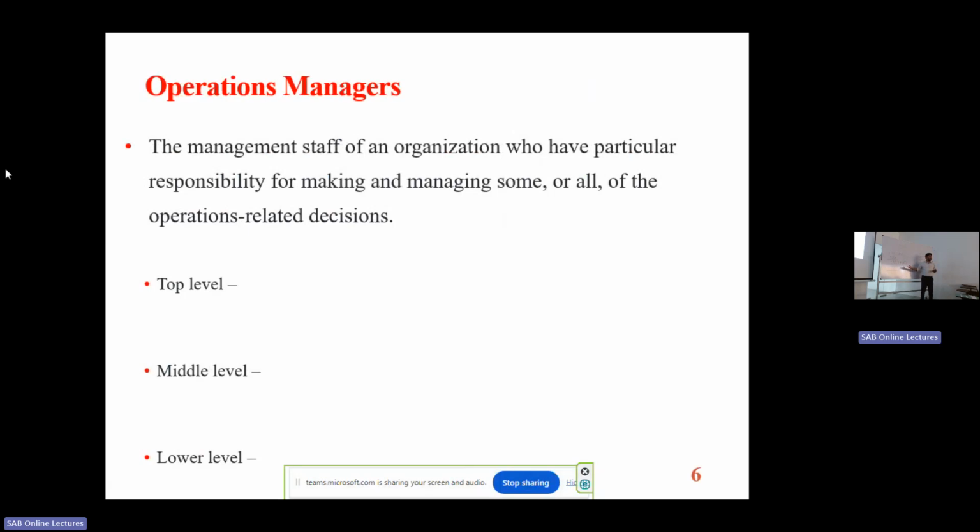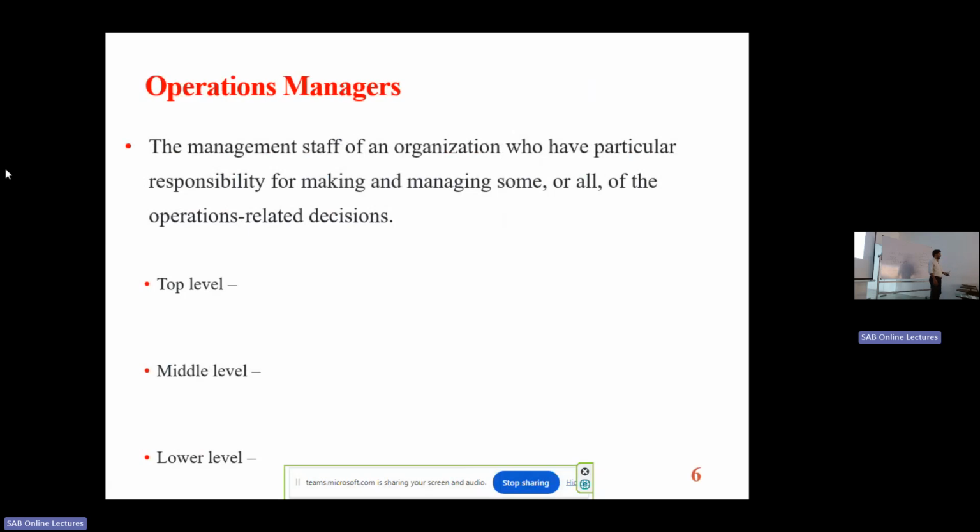Depending on the industry, different titles can be there. For example, in the service industry, these names are not used. There is an operations manager, let's say, at a hotel or at a hospital, but their responsibilities are very limited. There are other managers who are managing other operations.